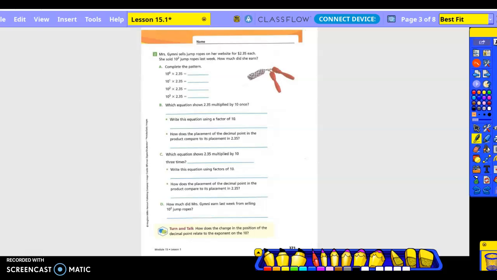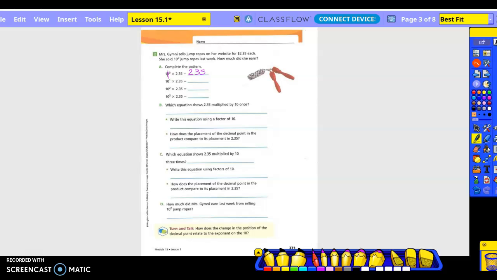Julie sells jump ropes on her website for $2.35 each. She sold 10 to the second power jump ropes last week. How much did she earn? So we're also going to start adding in exponents. Okay, and 10 to the 0 exponent is also a 1. So anything times 1 is itself, right?